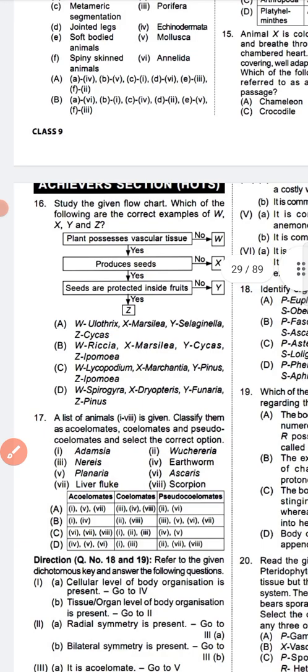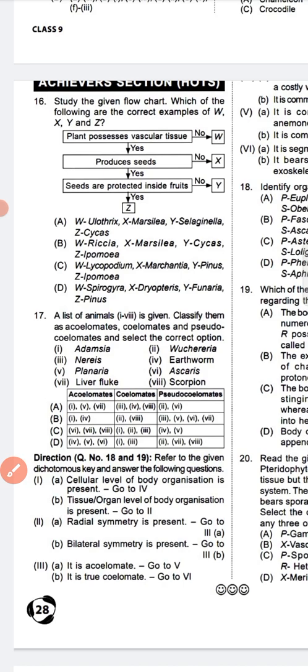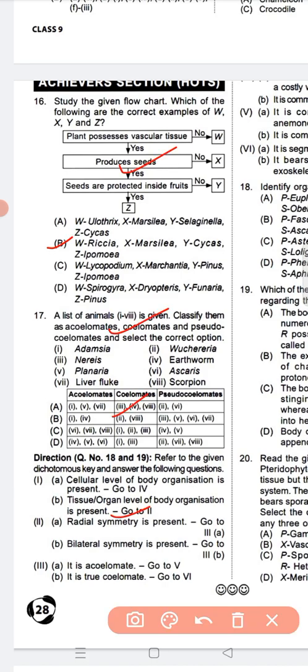So next we will see question number 16. Study the given flowchart. Which of the following are correct examples of W, X, Y, Z? So question number 16, option B is the correct answer. Okay. W is Riccia, X Marchantia, Y Cycas and Z. Okay. So option B is the correct answer.